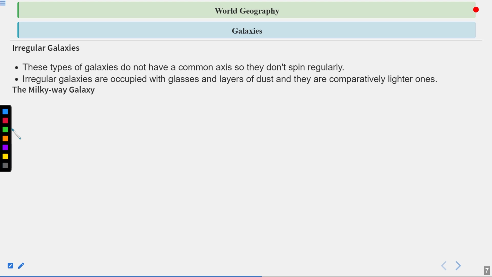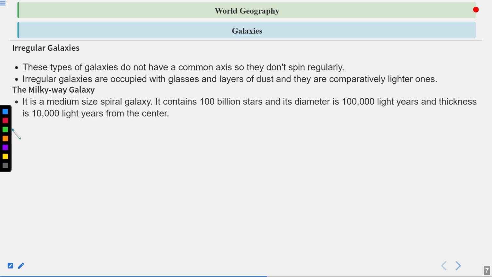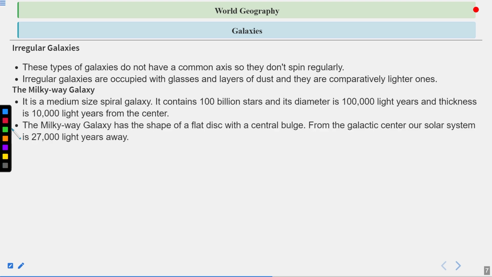The Milky Way Galaxy. It is a medium-sized spiral galaxy. It contains 100 billion stars, and its diameter is 1 lakh light years, and thickness is 10,000 light years from the center. The Milky Way Galaxy has the shape of a flat disk with a central bulge. From the galactic center, our solar system is 227,000 light years away.